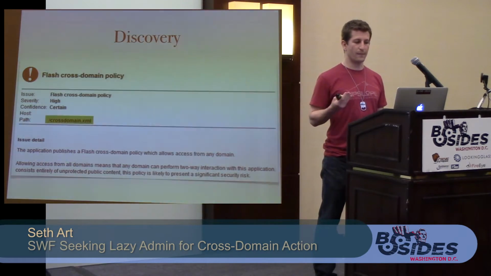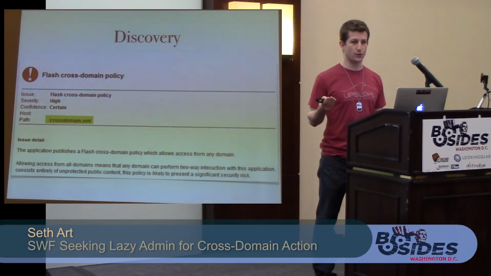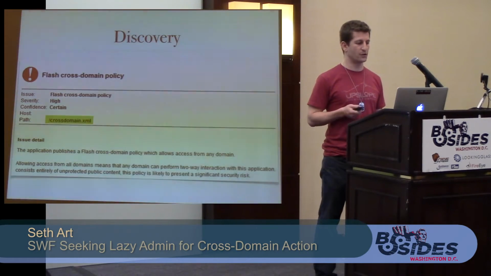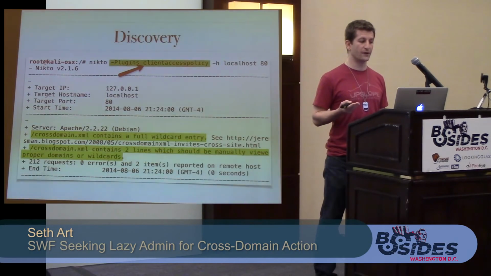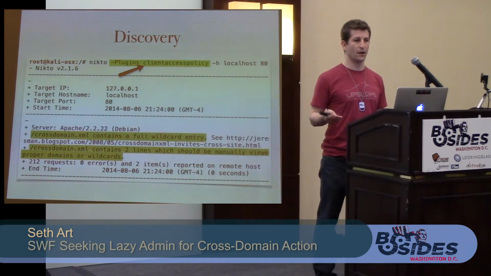The second, a lot of the automated scanners and the manual proxy tools, this is Burp Suite Pro, will alert you if an overly permissive cross-domain file exists. And Nikto also has a specific plugin called Client Access Policy, and it will run. You've probably seen this if you've run all the plugins before. If there is a cross-domain XML file and it contains a wildcard, it'll alert you.